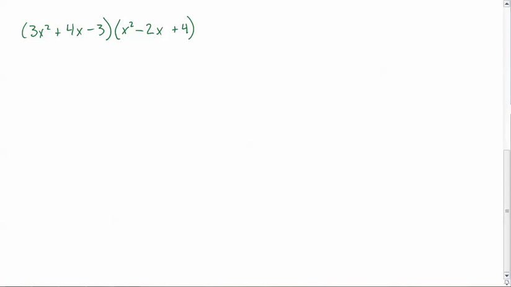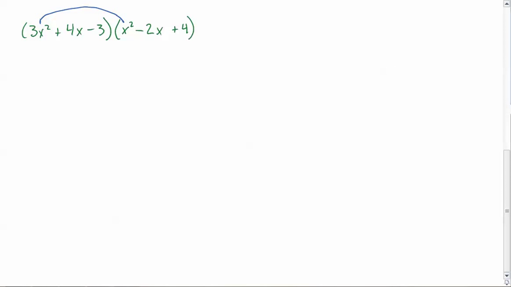Okay, so we got two trinomials. I'm going to show you three different ways how we can multiply these trinomials. So the first way is similar to FOIL. Now, FOIL per se doesn't work because that's first, outside, inside, last, and it only works with binomials.